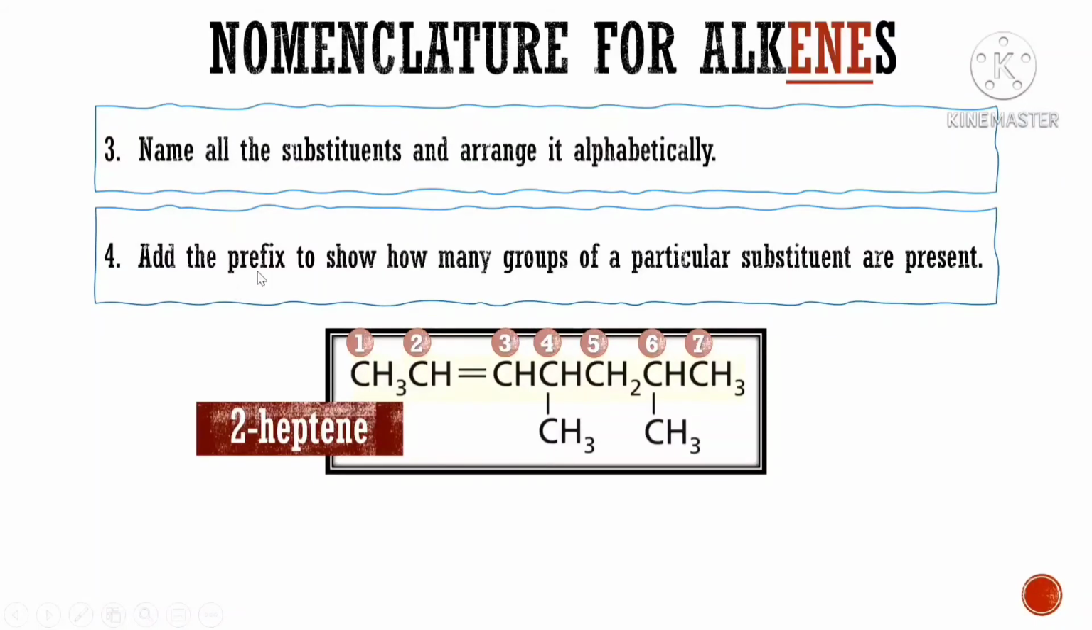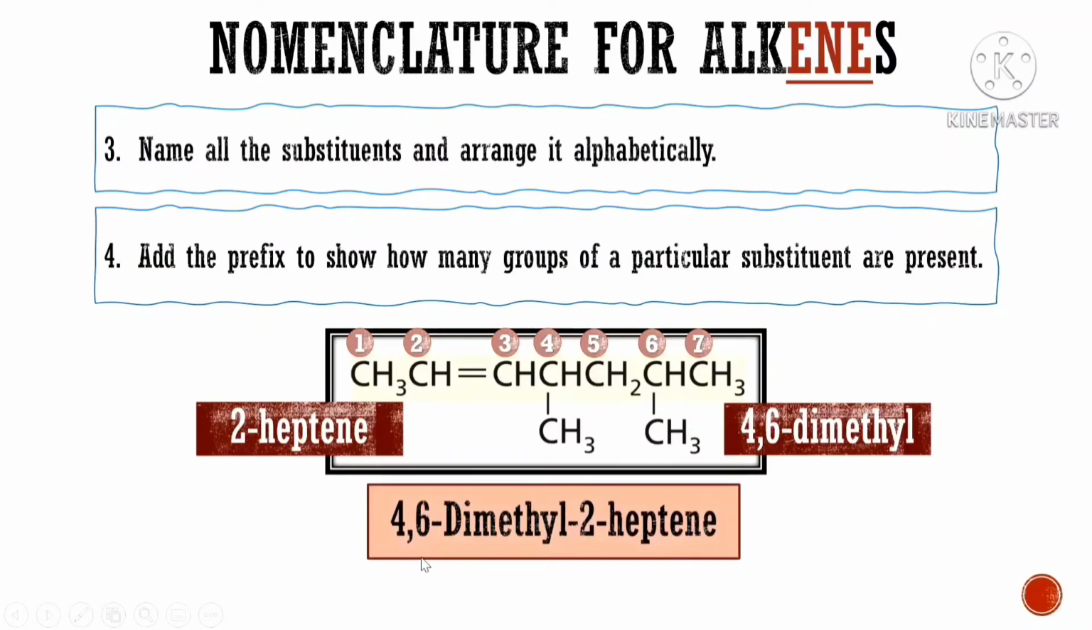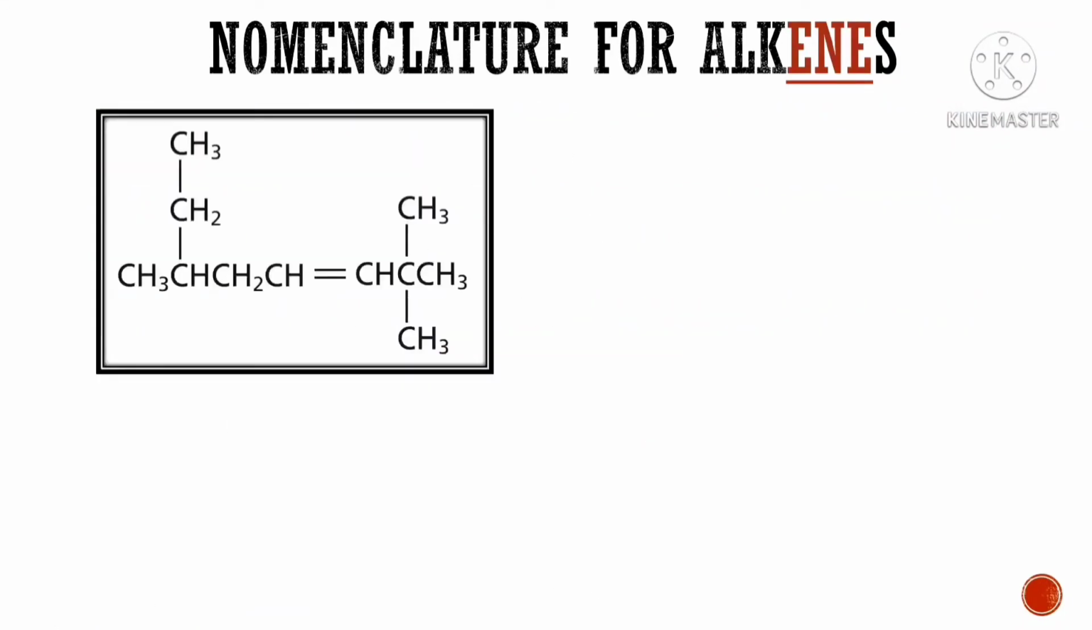Fourth, add the prefix to show how many groups of a particular substituent are present. So we write 4,6-dimethyl. The 2 methyl groups are attached at carbon number 4 and 6. And the name would be 4,6-dimethyl-2-heptene. How about this molecule? Let us number the parent chain.